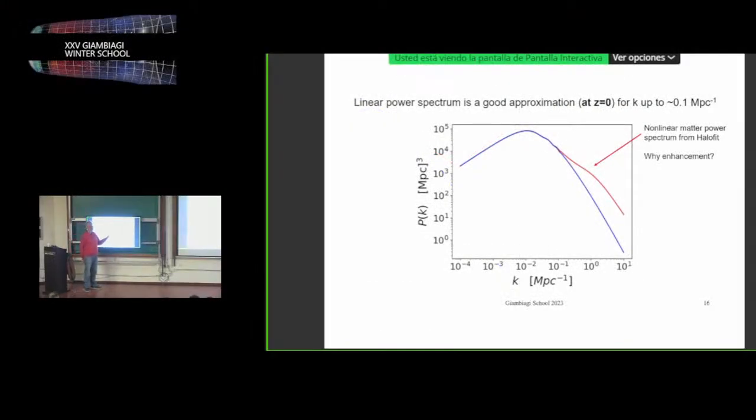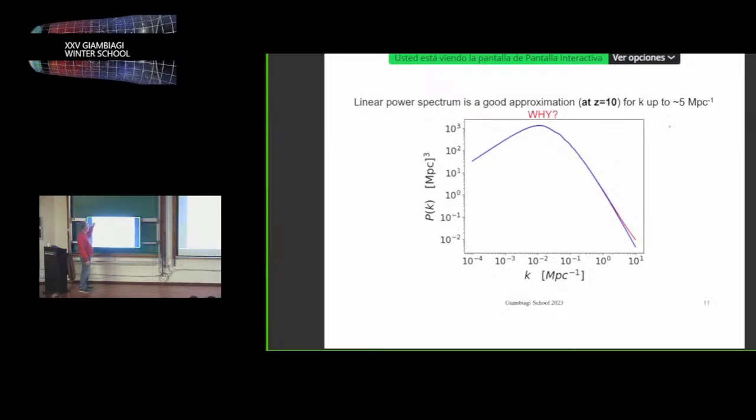Okay? And this is from halo fit. You can do this with, of course, the emulators, whatever. The result is not very different. Of course, the problem is nowadays we need precision in cosmology. So what I'm doing here is absolutely not precise, but just to give an idea. So this is at z equals zero. So I have another plot, I think.